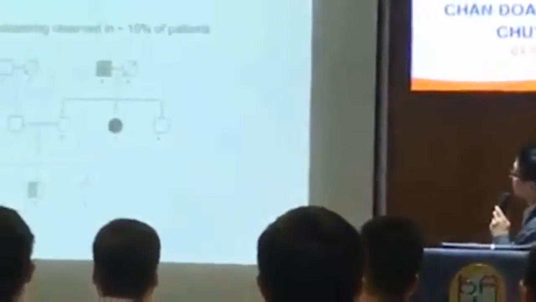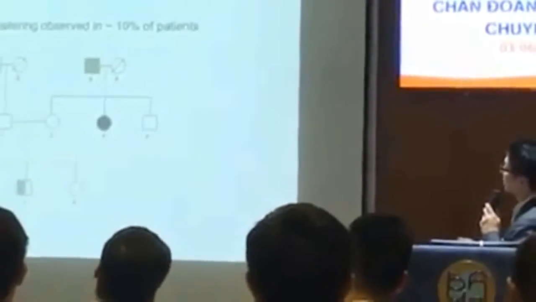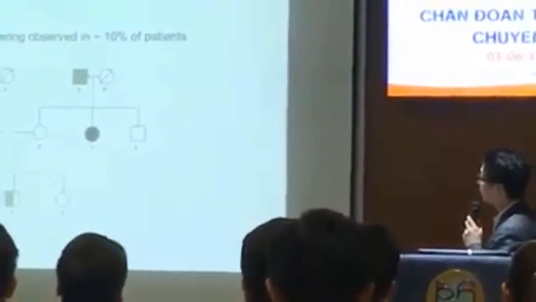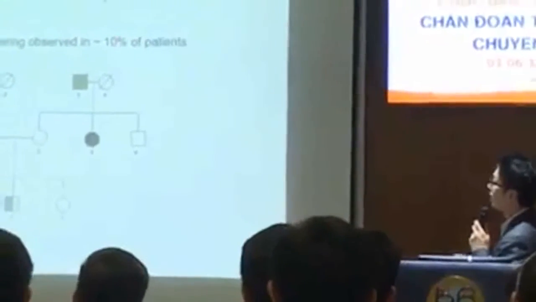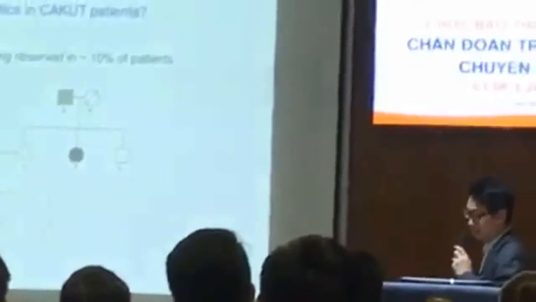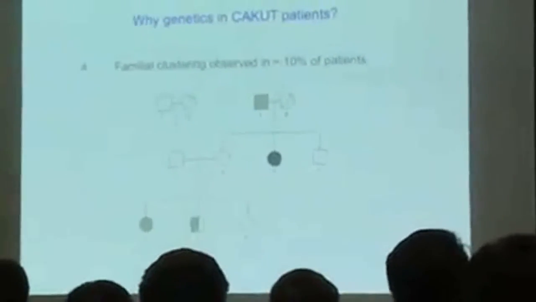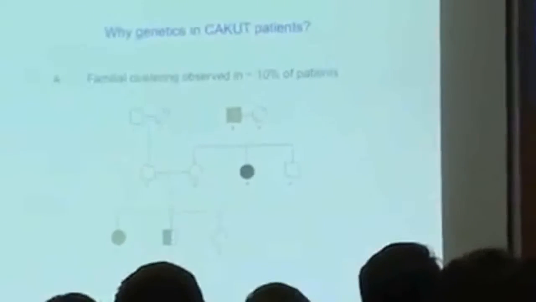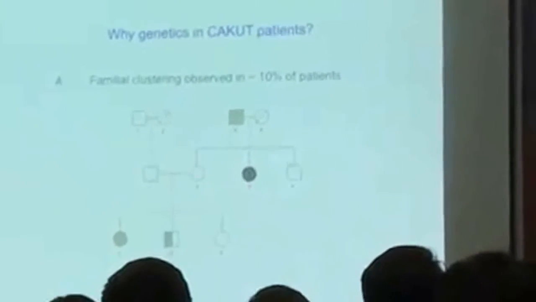So why genetics in this congenital anomaly of kidney and urinary tract patients? Because familial clustering is observed in around 10% of patient families. So if you look into this, you should be aware this is a kind of inherited disease. So you need to have the pedigree and ask the family history if any family member has this kind of disease. There is a high frequency of kidney and urinary tract anomaly in first degree relatives of patients with this.